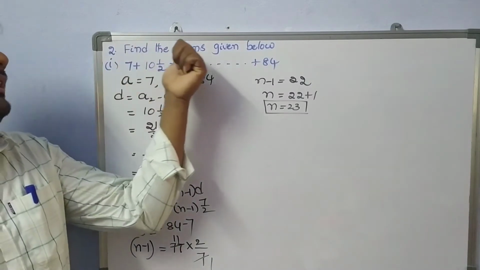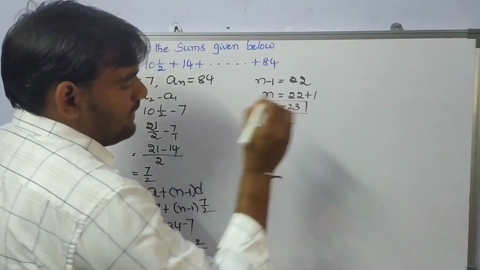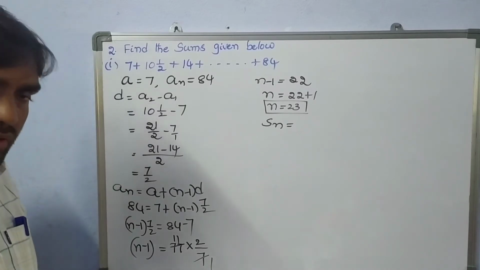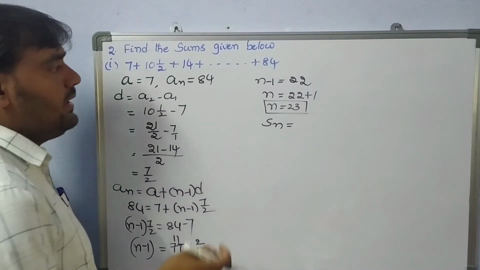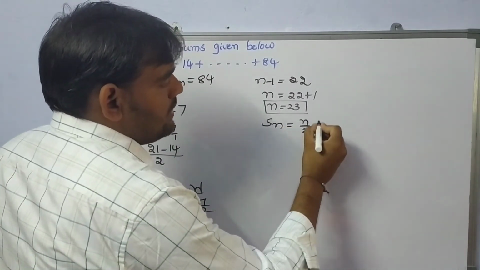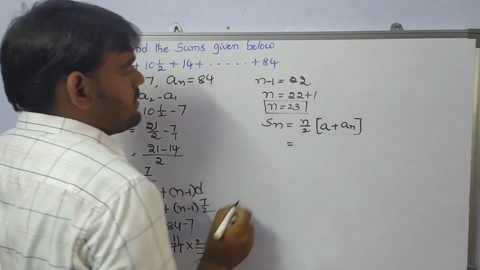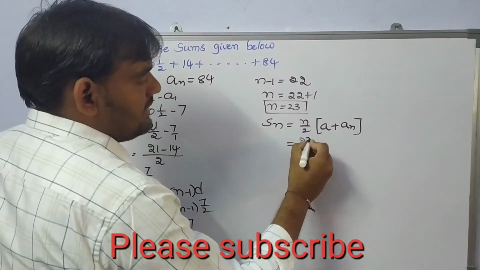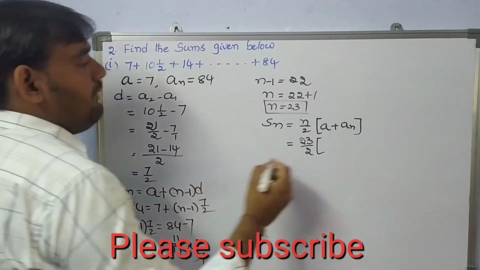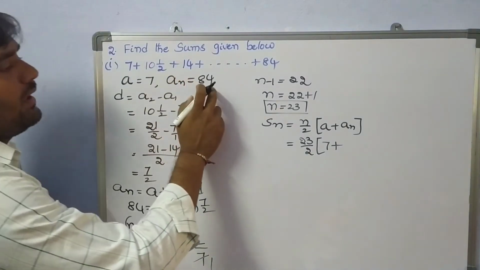But our aim is to find the sum given below. See here, Sn is equal to, when you know the first term and last term, or else we can use Sn is equal to n by 2 into (2a plus (n minus 1) into d). Both are the same only. So here we know the last term and first term. It is better to use Sn is equal to n by 2 into (a plus an). So n is nothing but 23. 23 by 2 into a value. What is the value of a? That is 7 plus an. The an value is 84.